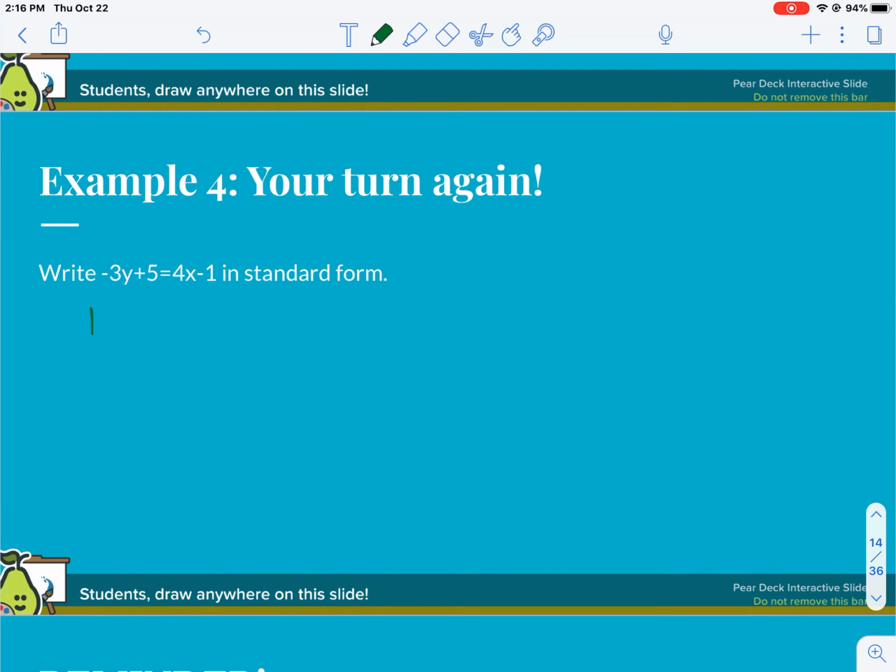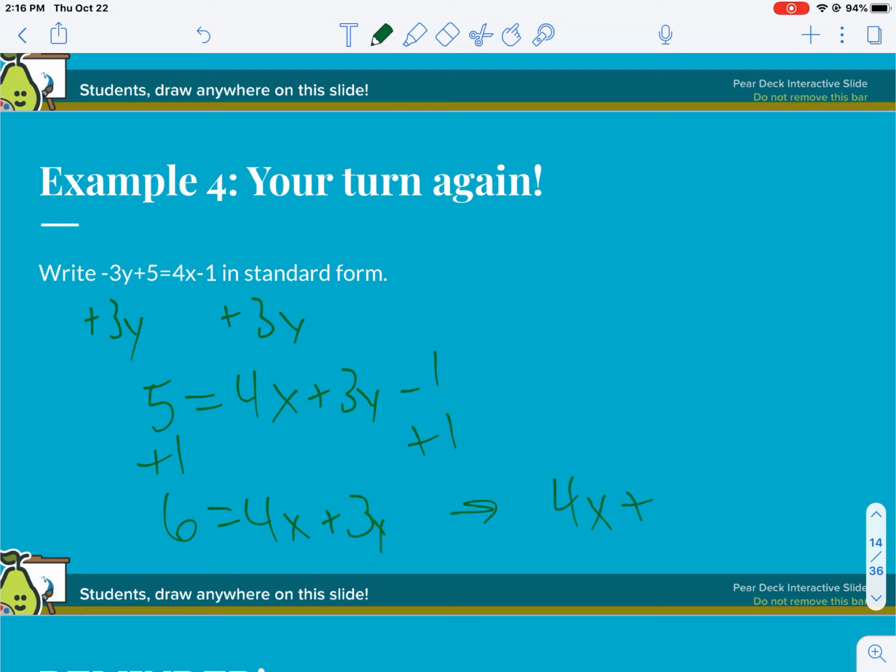Here's another one. I'm going to add 3y here. I get 5 equals 4x plus 3y minus 1. I'm going to add 1 to both sides, and I get 6 equals 4x plus 3y. Just to make it look nice, I'm going to put the ax and by on the left and the number on the right. Again, I need to get x and y together, x first, y second, and I need the a to be positive.